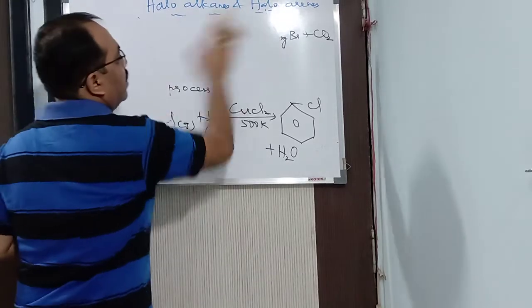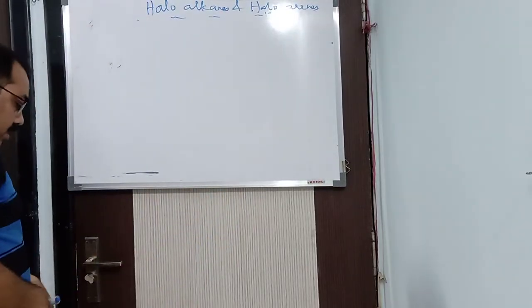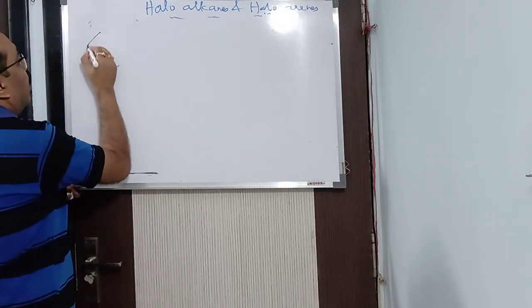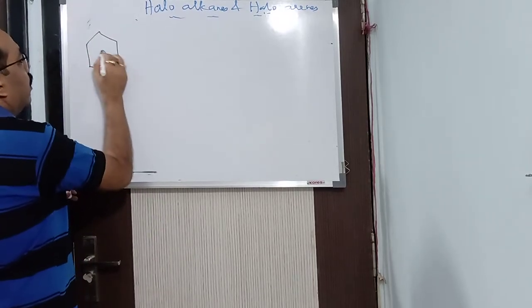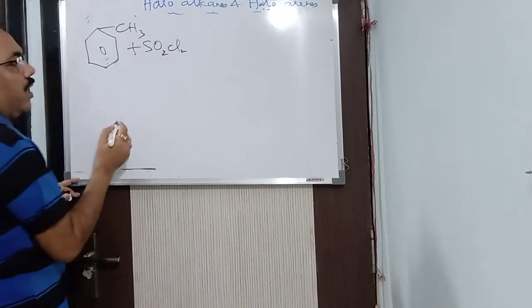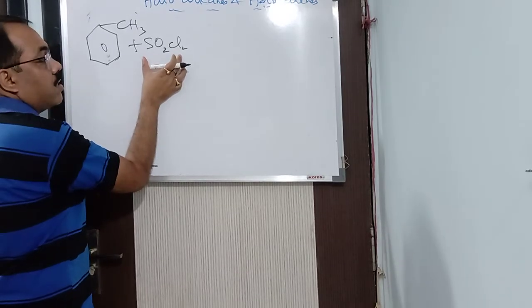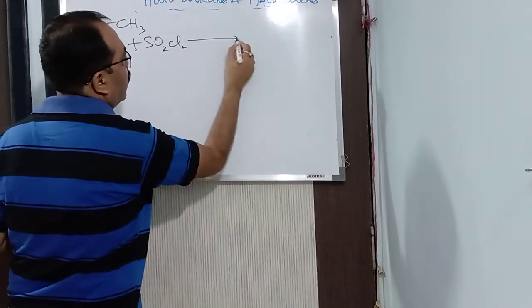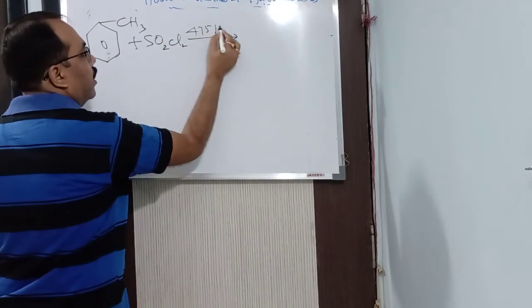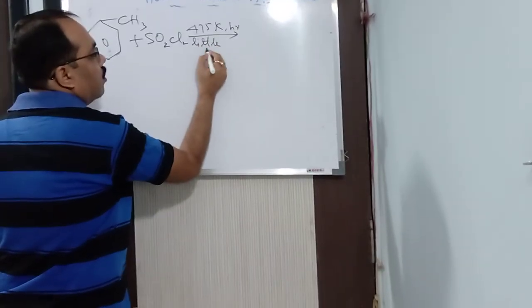Next, after that, we will see it. We have already done that. Now here I am just asking you what product you will be getting. I'll take toluene plus SO2Cl2. Can you tell me the name of SO2Cl2? It is sulfuryl chloride. If anybody has said that, you are absolutely correct. It is sulfuryl chloride. And here I will be taking 475 Kelvin, hν and a little peroxide.